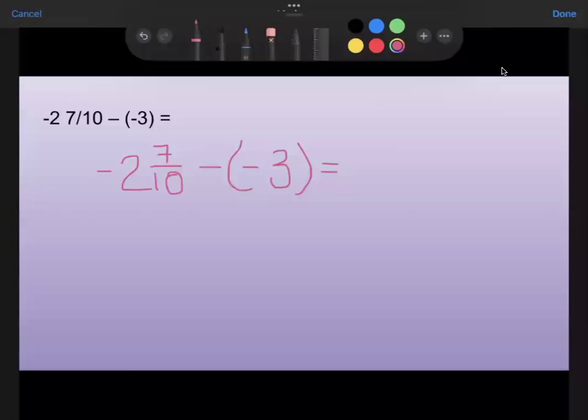Okay, here's our last example for today's video. And as you can see, this is a complicated one. This is a challenging one. Negative 2 and 7 tenths minus negative 3.